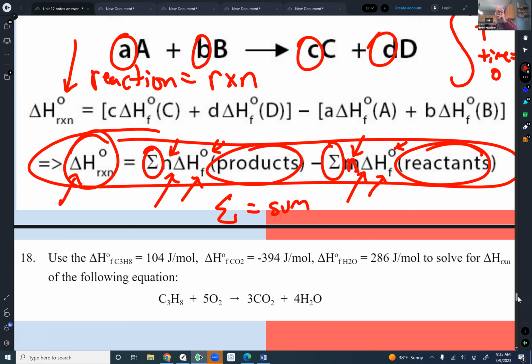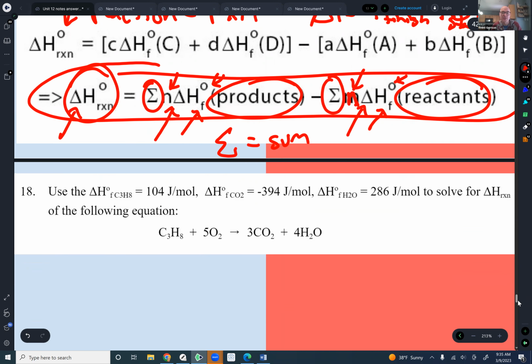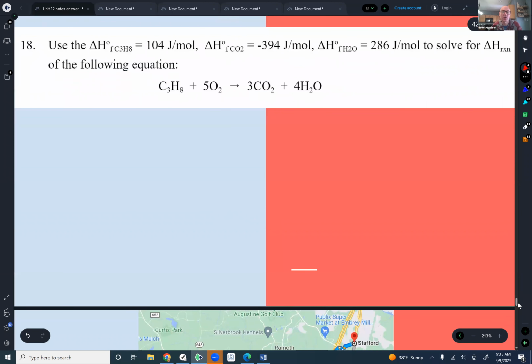So putting this all together, this formula says the heat of reaction is equal to the sum of the products minus the reactants. That's the big picture. It's products minus reactants, and that's very similar to when we had delta T, which was equal to T of the finish minus T of the start. Okay, so we're ready to start utilizing this formula for our second equation.